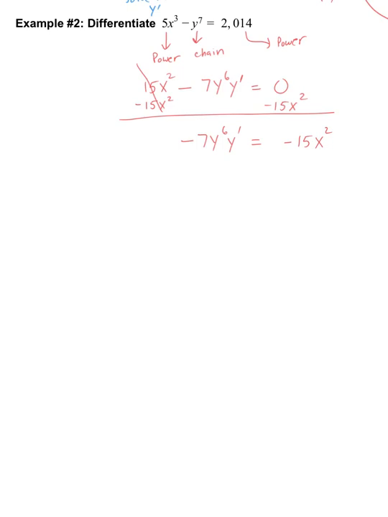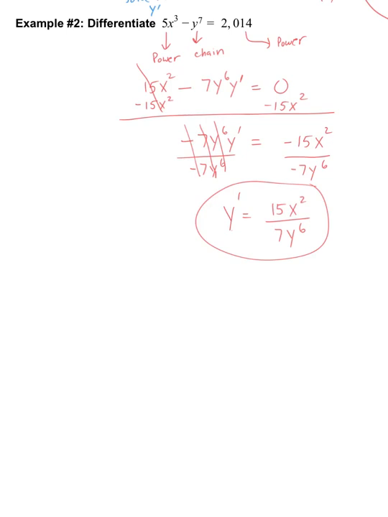All right, now my last step is I want to get y prime right here all by itself. So I need to get rid of negative 7 and y to the 6th. This is all multiplication in here, so we simply divide by negative 7y to the 6th, both sides. So those cancel. I have y prime by itself. On the right, simplify it. A negative over a negative, of course, is a positive. So we have 15x squared all over 7y to the 6th. And that's as far as you need to go. Get y prime by itself.